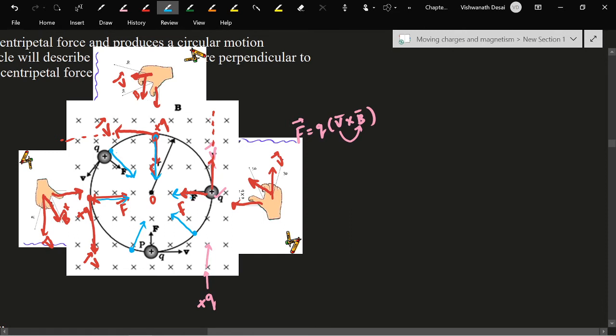So the thumb indicates the direction of force, in which direction the particle is experiencing a force. You see, all the forces are always acting towards the center of the circle. And what is such a force always acting towards the center? That is a center seeking force. Such a force is called centripetal force.